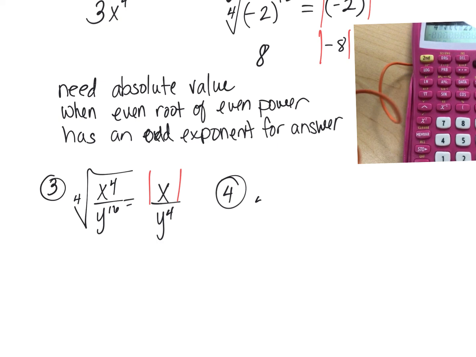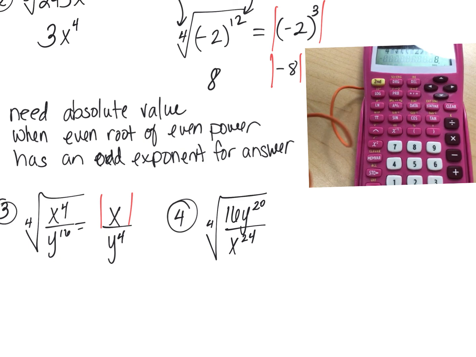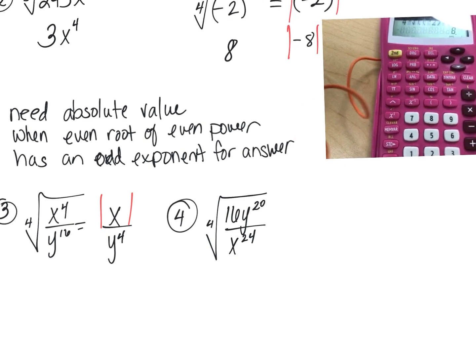Let's do the 4th root of 16y to the 20th over x to the 24th. Okay, give this one a try. The 4th root of 16 is what? 2. 20 divided by 4 is y to the 5th. And 24 divided by 4 is 6. So x to the 6th.